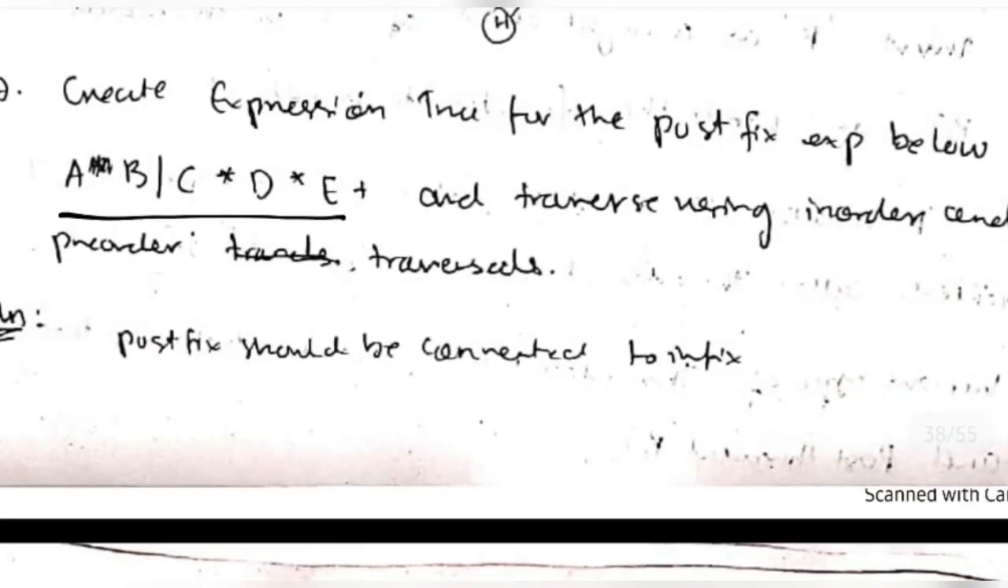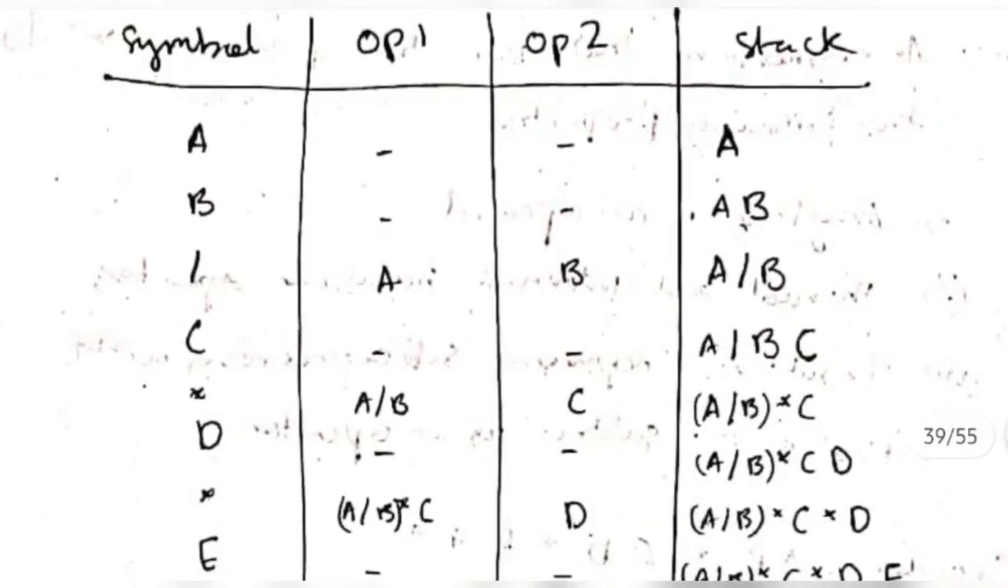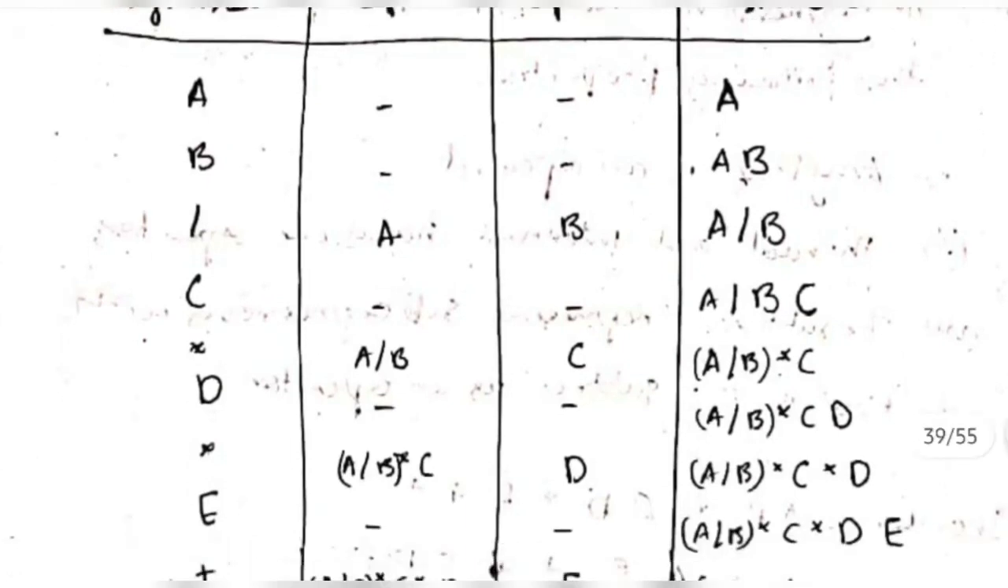So this is the expression, we will write each symbol one by one in each row. And we'll have here operand 1 and operand 2. At last we'll have stack. Now how to convert? First we will scan each symbol. A will be written in the stack, okay. B will also be written in the stack.